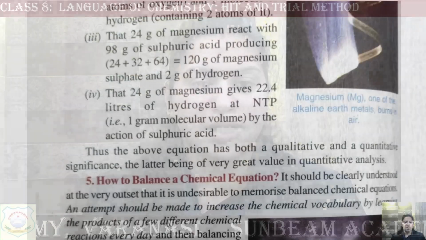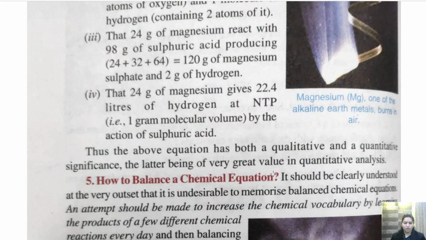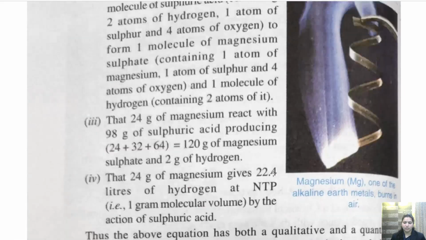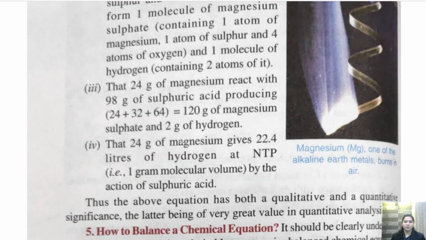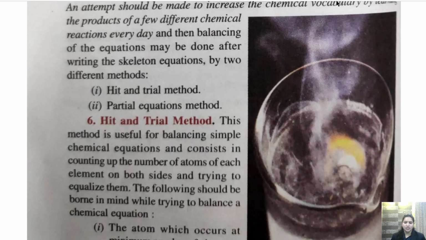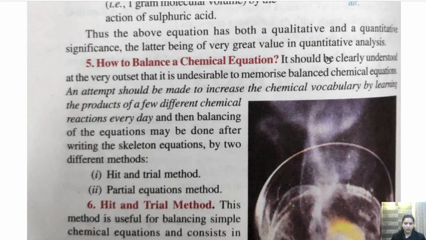Children, it is there in your language of chemistry book. So I'll just show you the PDF. This is on page number, it is not mentioned here, I think 24. So it is on page number 24, how to balance a chemical equation, and it is the hit and trial method. Okay, so how to balance a chemical equation, it should be clearly understood at the outset that it is undesirable to memorize balanced equations. An attempt should be made to increase the chemical vocabulary by learning the products of a few chemical equations. So I am not going into it.